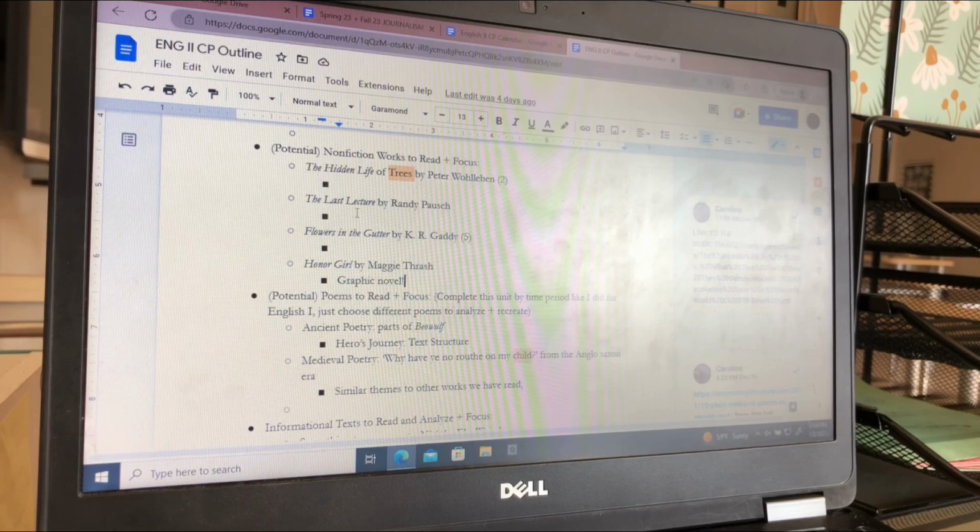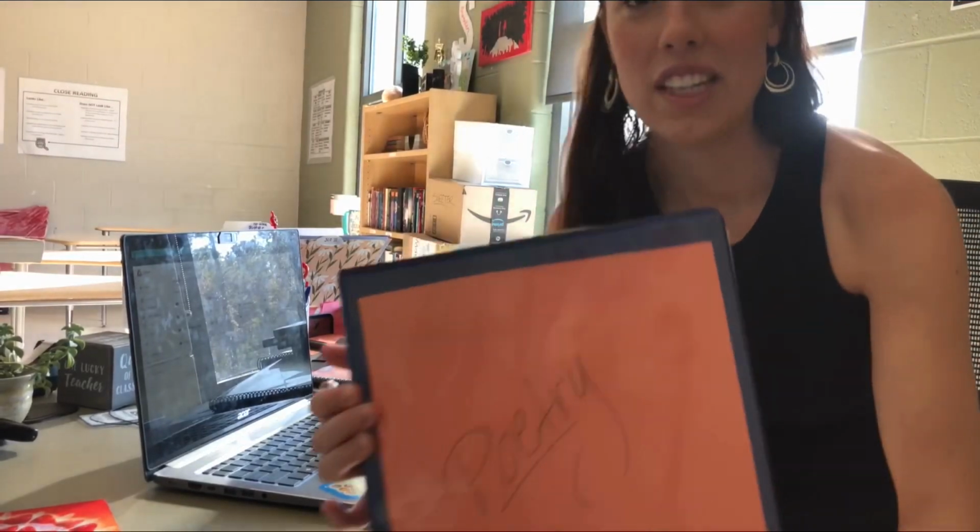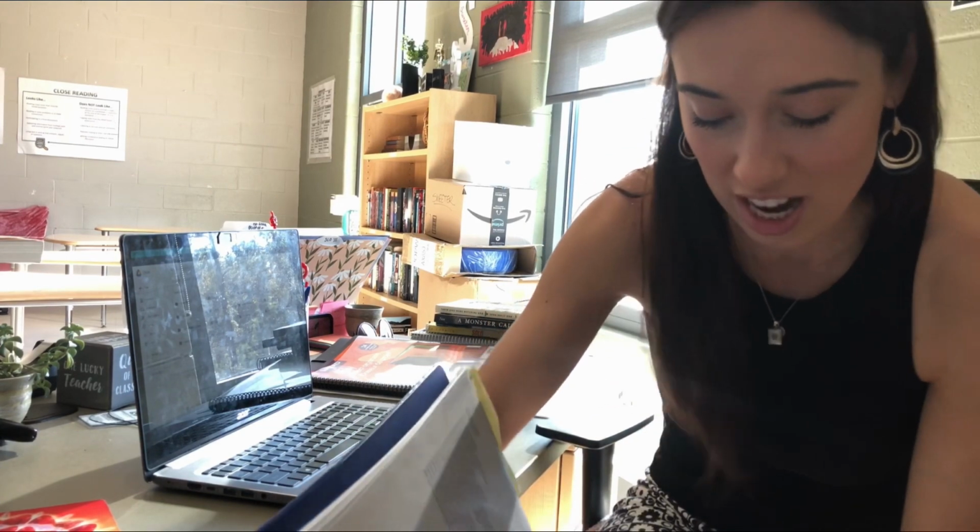Still not sure which nonfiction work I'm going to read, but I'm thinking about The Hidden Life of Trees. I actually have a gigantic binder called Poetry, with different poems that I have annotated and poems that I hypothetically want to read with my students. I'm probably just going to pull from this whatever poems stick with the themes of the fiction and nonfiction works we read. That way we can compare and contrast with different works.